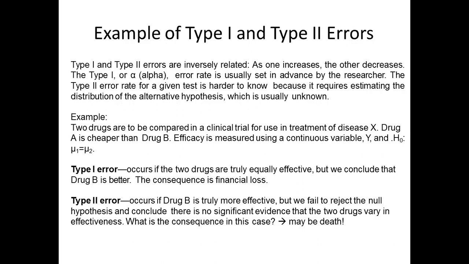Type 1 error occurs if the two drugs are truly equally effective. That is, in reality, there is no difference between the two, but we conclude that drug B is better. The consequence of this error would be financial loss, because we would be making a lot of investment on making drug B, but in actuality there was no difference between the two, right?